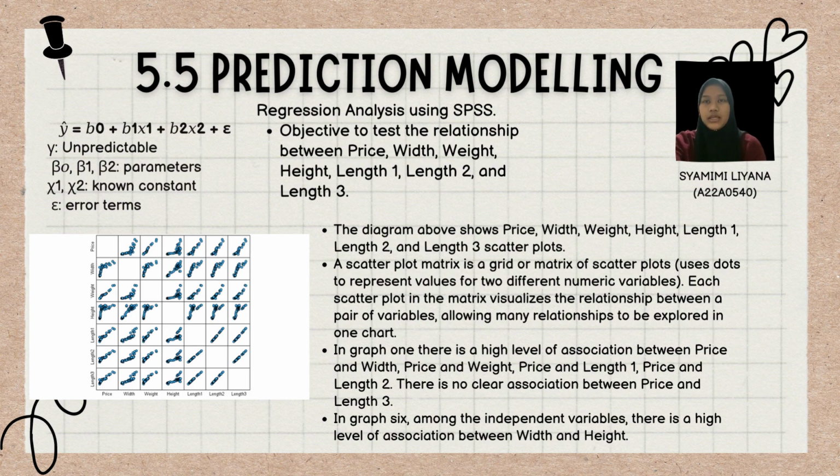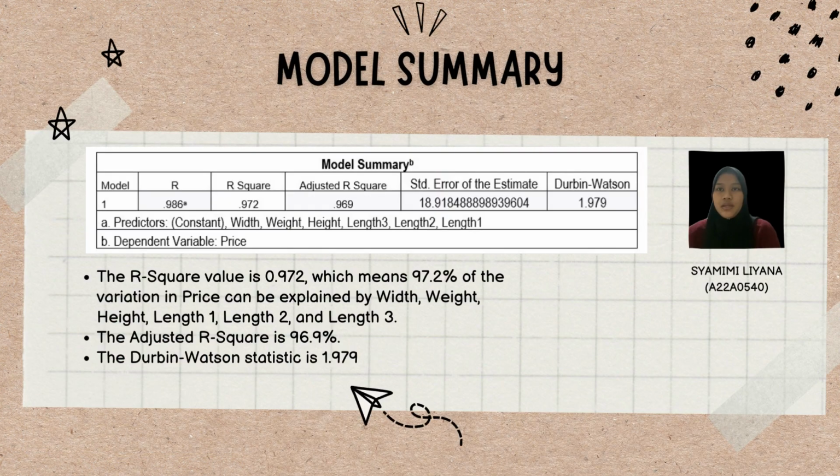visualizes the relationship between a pair of variables, allowing many relationships to be explored in one chart. In graph 1, there is a high level of association between price and width, price and weight, price and length 1, and price and length 2. There is no clear association between price and length 3. In graph 6, among the independent variables, there is a high level of association between width and height. As we can see, the R-square value is 0.972, which means 97.2% of the variation in price can be explained by width, weight, height, length 1, length 2, and length 3. The adjusted R-square is 96.9%, and the Durbin-Watson statistic is 1.979.